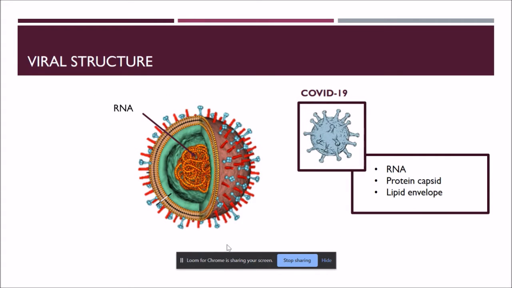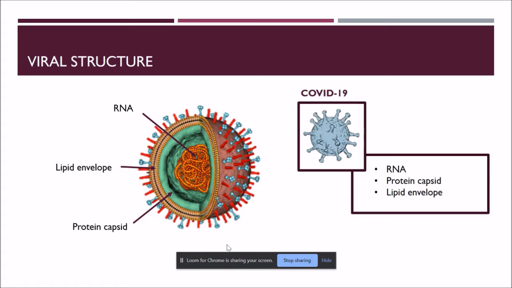So we have the RNA in the middle. In the case of COVID-19, it is single-stranded RNA, so it's just one strand of RNA. The green thing is the protein capsid, which is the first protective layer. And then we have the lipid envelope, which has proteins embedded in it, which allow the virus to go into a cell and infect that cell. The thing about viruses is that they're so simple that if one of their components is destroyed, the whole virus is going to fall apart. And that's going to be important later.